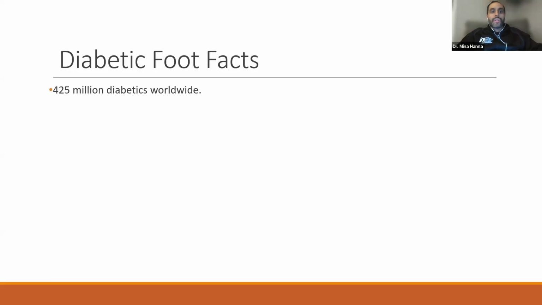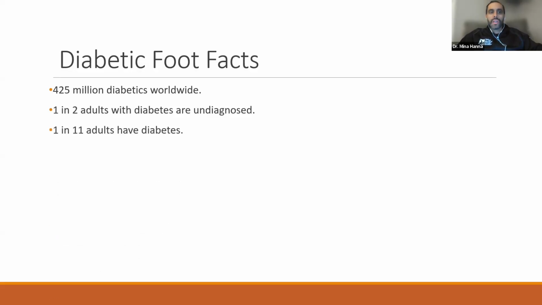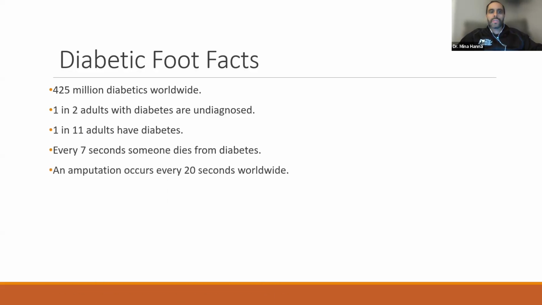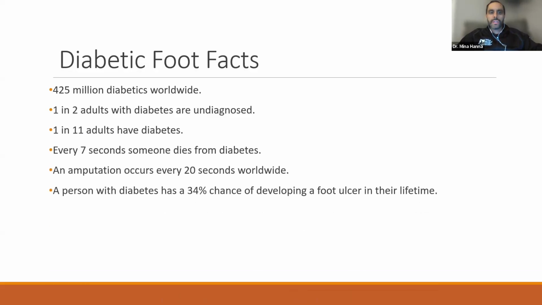So there's about 425 million diabetics worldwide. 1 in 2 adults with diabetes are undiagnosed. 1 in 11 adults have diabetes. Every 7 seconds, someone dies from diabetes. An amputation occurs worldwide every 20 seconds.